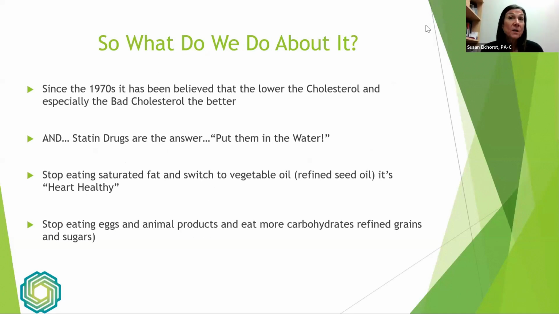It was also strongly recommended that we stop eating saturated fat and switch to a refined seed oil, or what we call vegetable fat. That's sunflower, safflower, corn, canola, or rapeseed oil, Crisco. All of these were touted as very heart-healthy substitutes. And we were really encouraged to stop eating eggs or any animal products and to eat more carbohydrates and refined grains and sugars, as these would be healthier options for us.